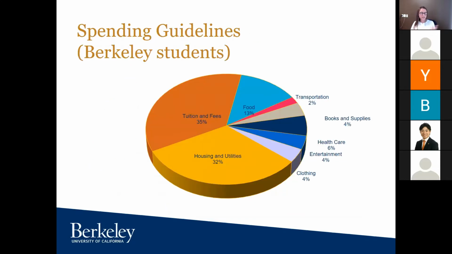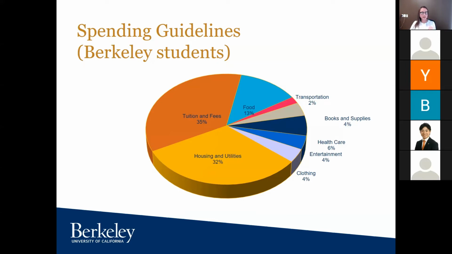So spending guidelines here is just a table or a chart to give you an idea of what an average student should spend percentage-wise on each thing. So you'll see the majority, 35% of your money, will be going to tuition and fees. And then the other really big chunk will be housing and utilities. You want that to be about another 32%. And you want to be careful not to go too much over that. And then food is the next biggest. That's a pretty big one, 13%. And then some of the smaller ones are the transportation, books and supplies, healthcare, entertainment, if you want to go do some fun things, and also clothing. So this gives you an idea of what you should aim for in each category.